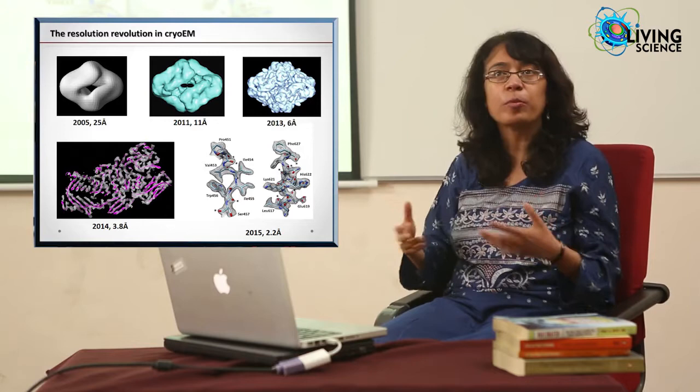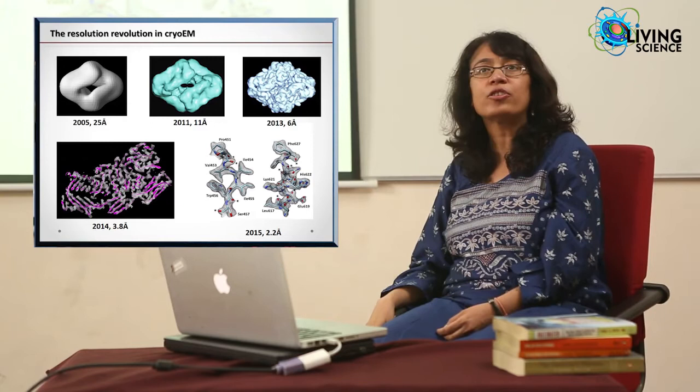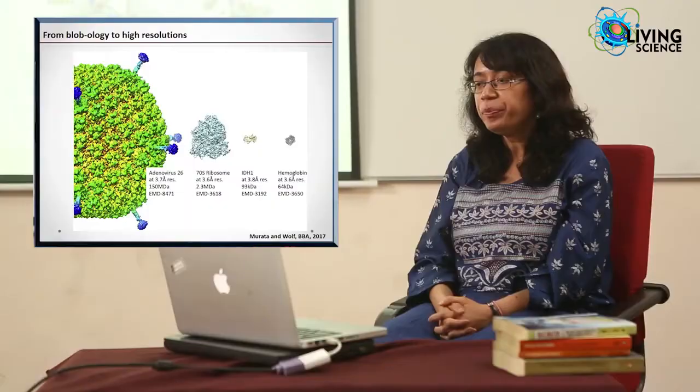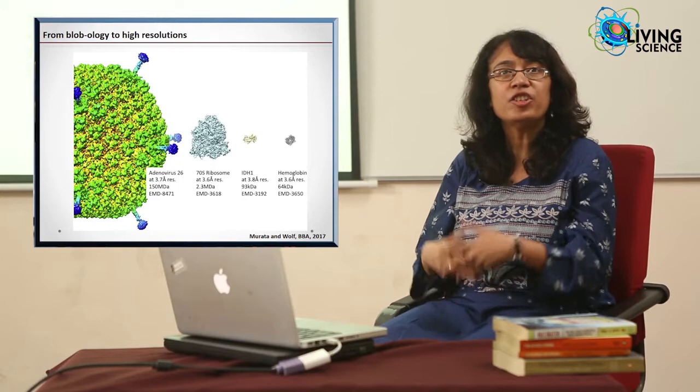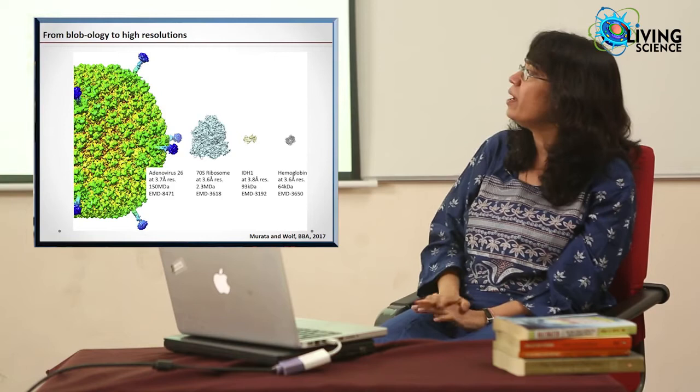And then finally, in the 2.2 angstrom structure, you can basically understand individual side chains of each amino acid, and you can fit them directly in the density. And so this is sort of crystallography standard, where you can solve the structure of a molecule without first having to crystallize that molecule. So this revolution has converted cryo-electron microscopy from a niche technique or blobology to a technique which will lead to the generation of very high resolution structures.